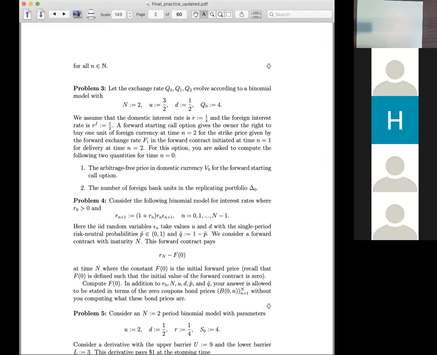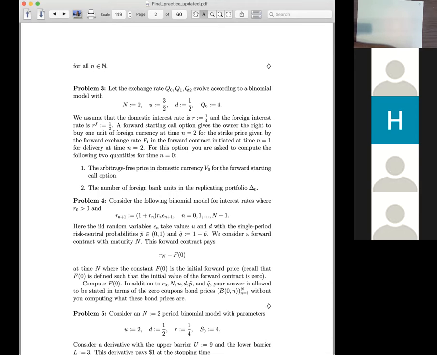Try to do problem number 3. So what are we given? Now we're given the exchange rate, U's and D's. And then you're given a forward sterling call option. A forward sterling call option gives the owner the right to buy 1 unit of foreign currency at time 2 for the strike price given by the forward exchange rate F1.